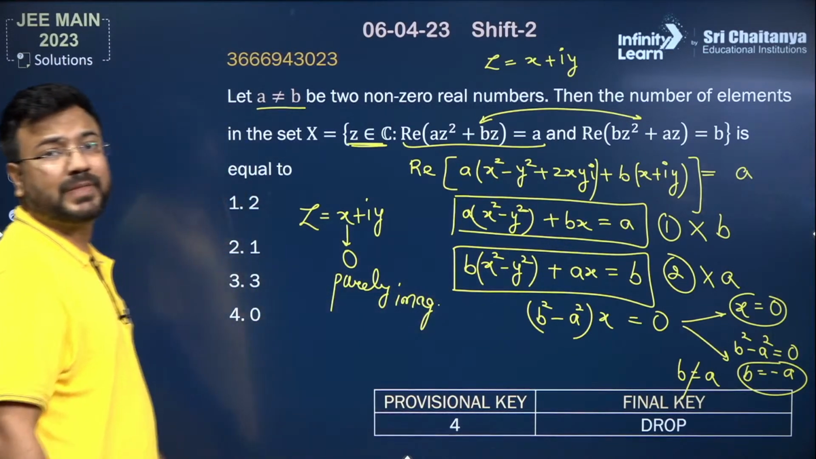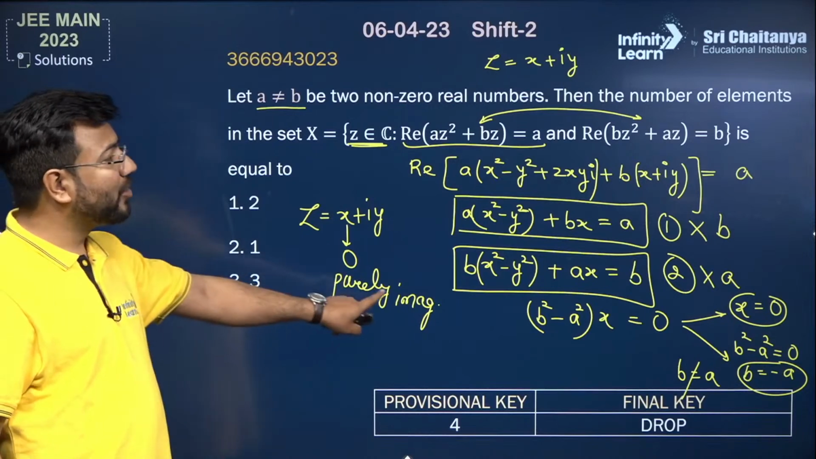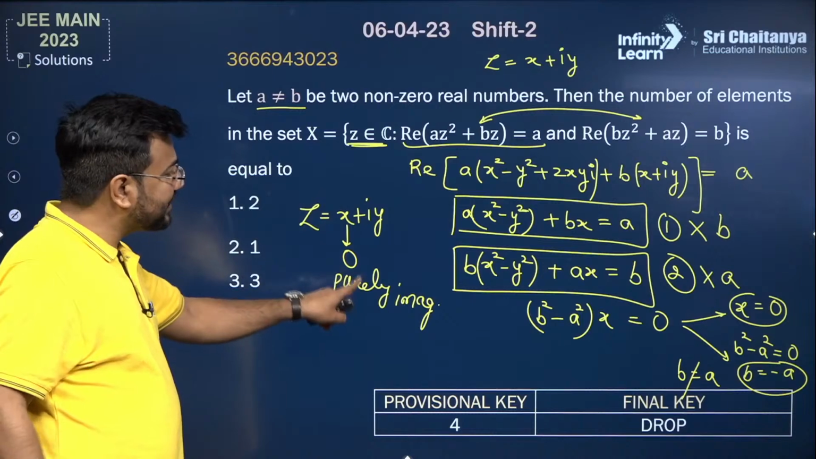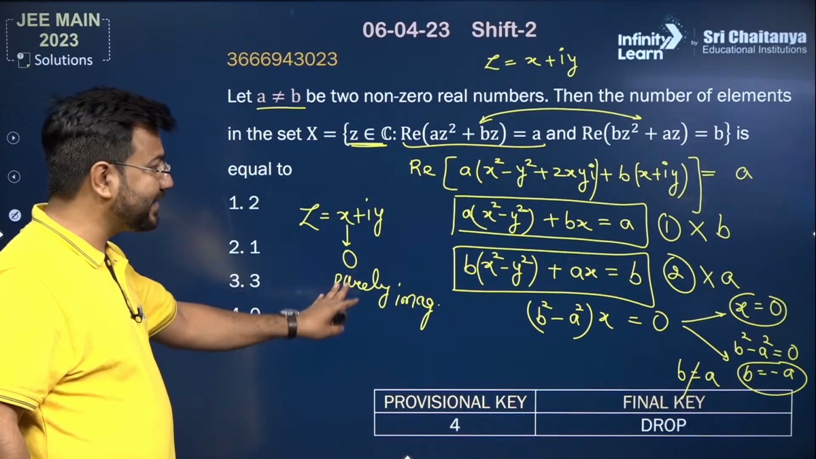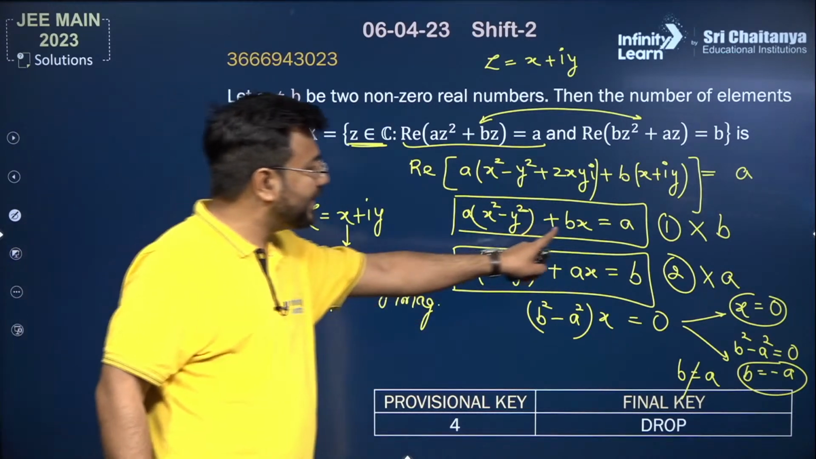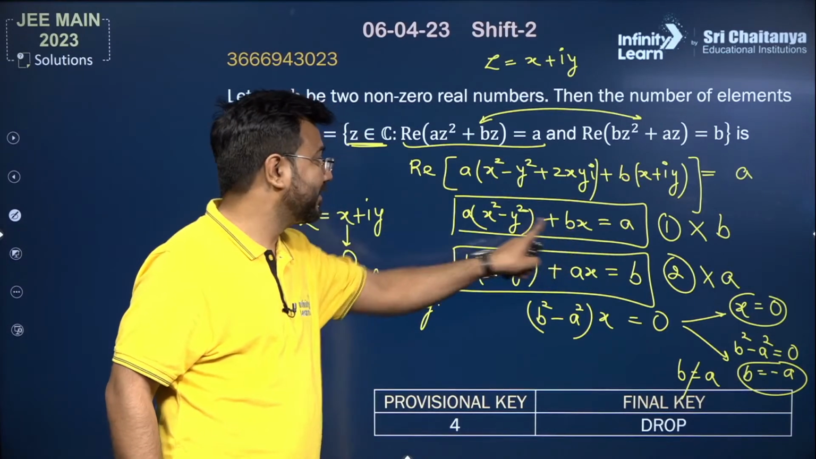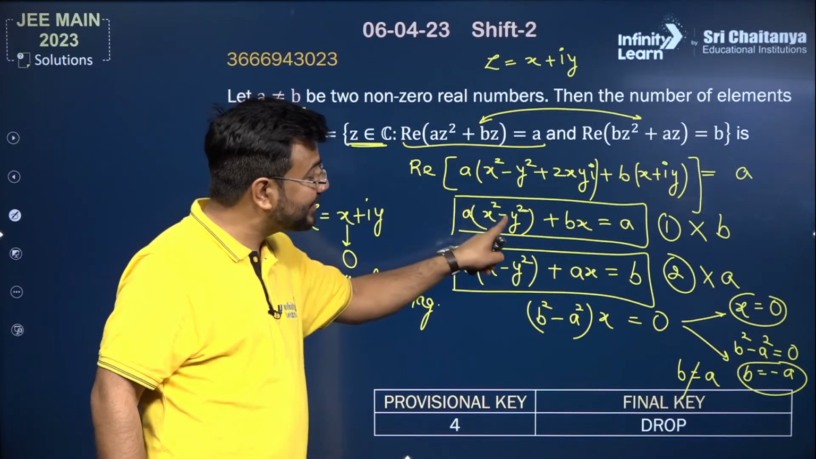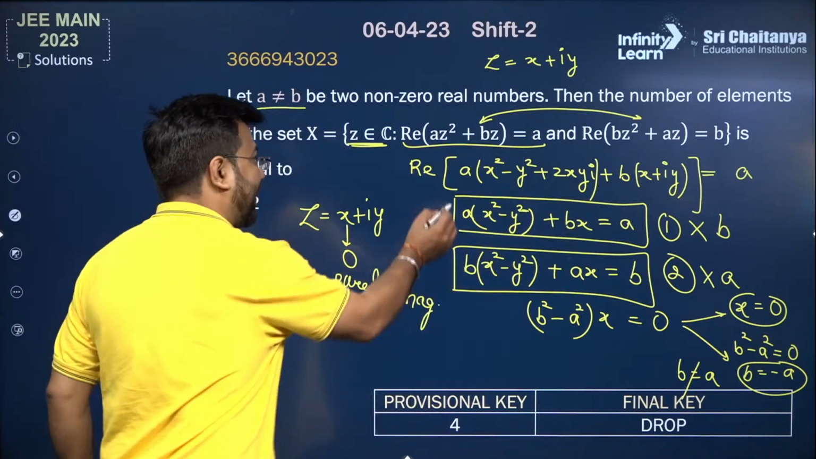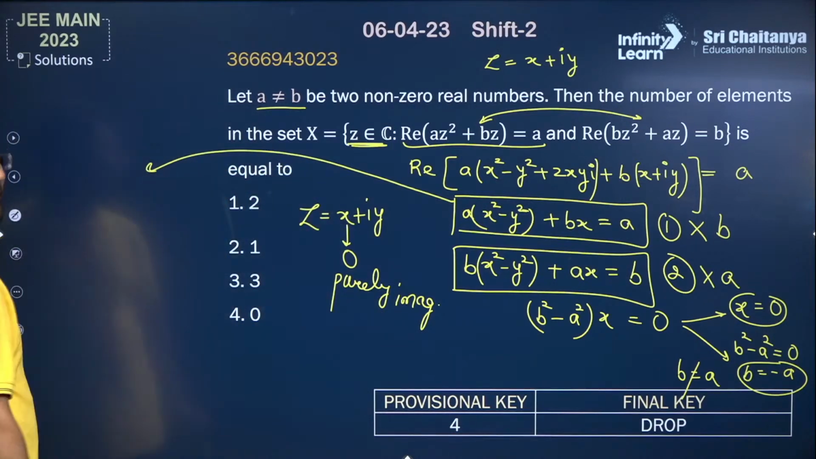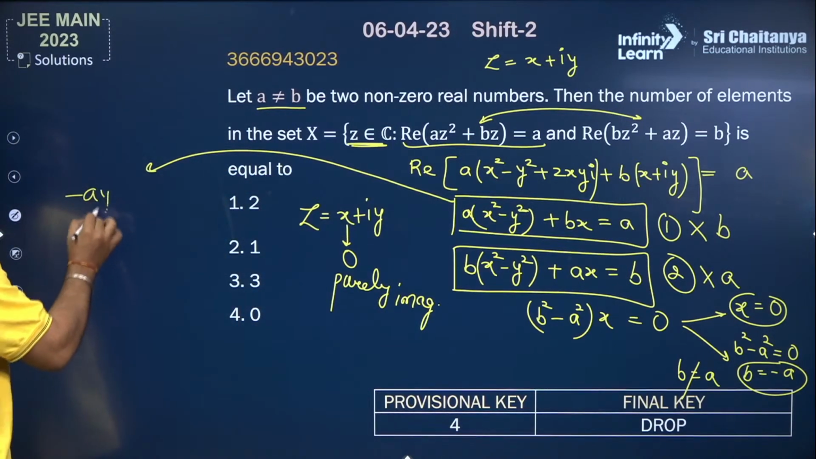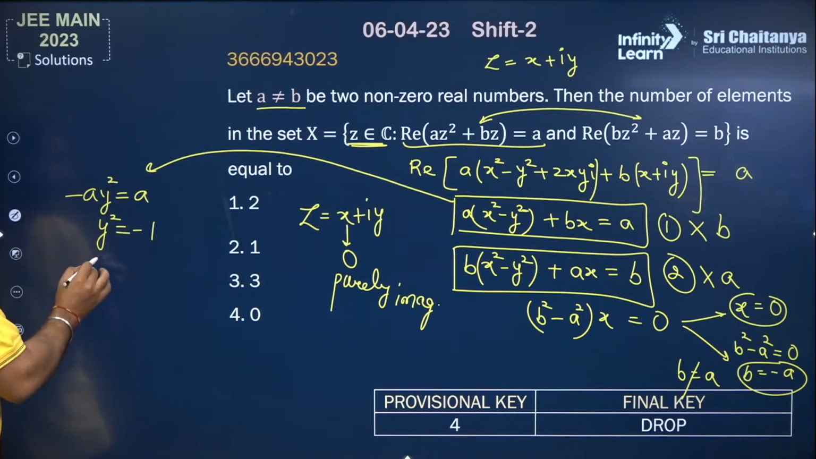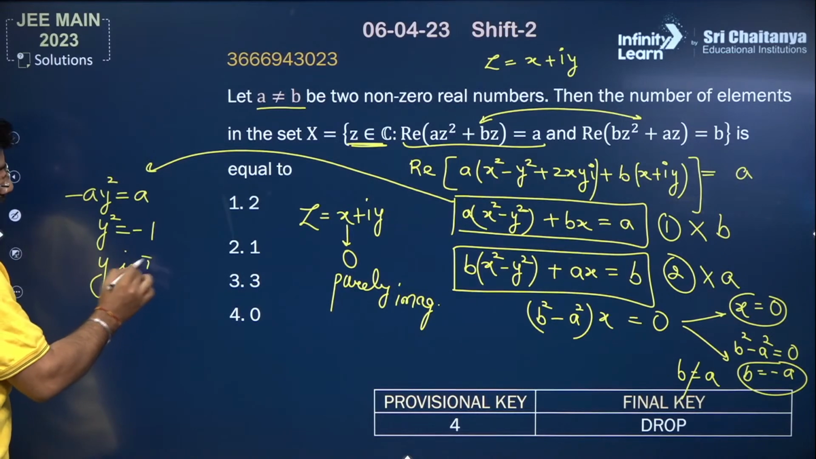Is this clear to you? Okay, so Z is a purely imaginary number. Now, in this particular case, if Z is a purely imaginary number and X is equal to 0, we can place the value of X as 0 over here. Once I place the value of X as 0, I will get minus A Y square is equal to A. Are you seeing here? If I place the value of X as 0, I am getting minus A Y square is equal to A, Y square is equal to negative 1, and Y here is imaginary.